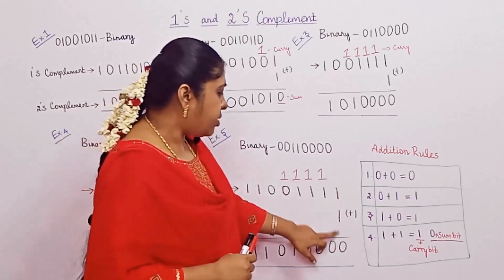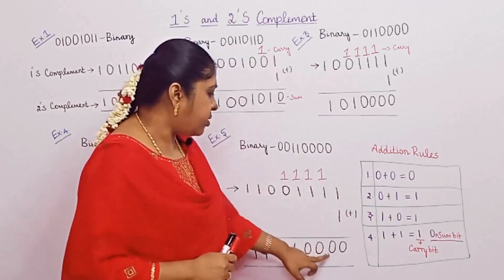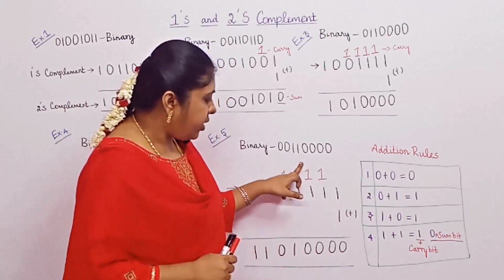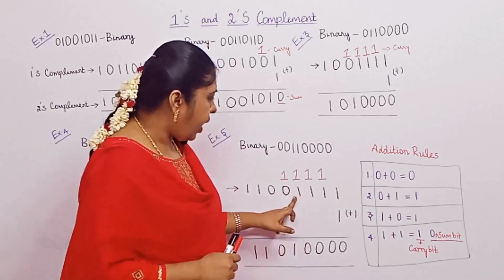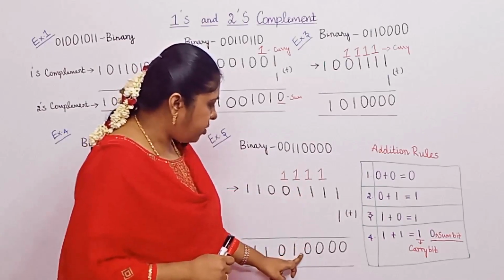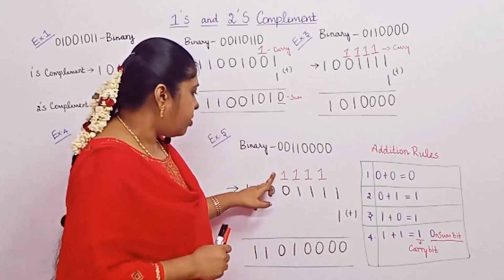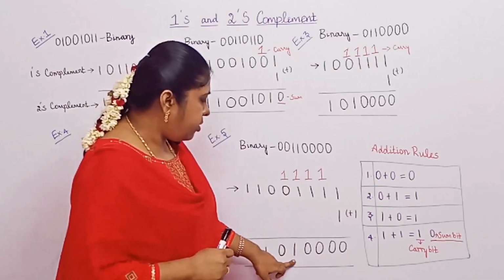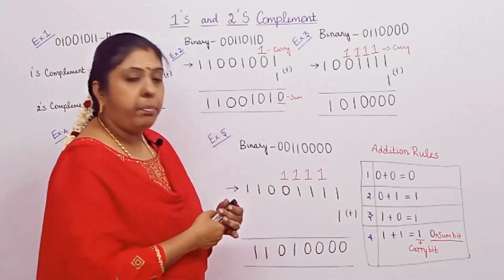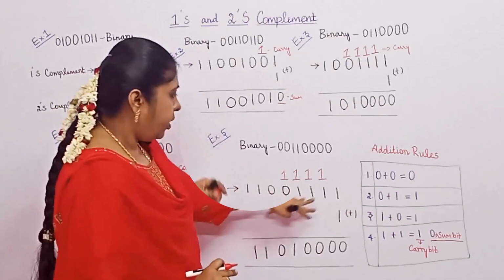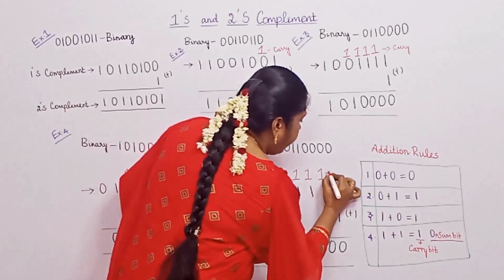So 1 plus 1 is 0, and 1 is carried over. Again 1 plus 1 is 0, again 1 is carried over. 1 plus 1 is 0, again 1 carried over. 1 plus 1 is 0, again 1 carried over. So now 1 plus 0 gives 1. Again all the numbers are repeated as they are. Now the numbers are written in black color and the carry bits are represented in red color.